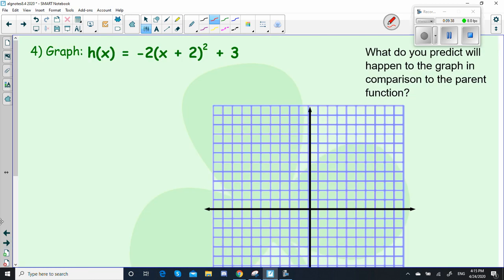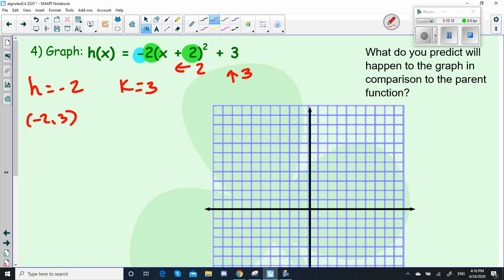All right, so here we go. Compared to the parent function, I can tell that this opens down because it's got a negative here. I can tell that the 2 makes it a stretch, so it's going to be more narrow than the parent function. H is -2, and I'll write that down. H is -2. So that means it's going to shift 2 to the left, or a horizontal translation of 2 to the left. And K is 3. So I can tell that is a vertical translation of up 3. So my vertex is -2, 3. So -2, 1, 2, 3. That's where it's going to start.